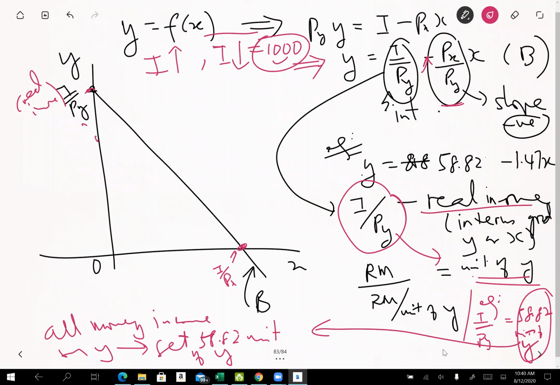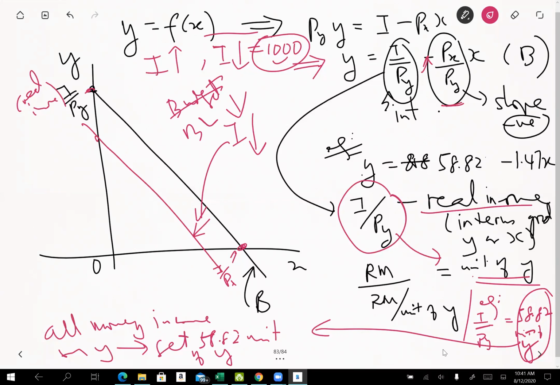So there is no change in the price ratio. So there will be a parallel shift, all right? Parallel shift. So income goes down, you have the shift to the left, all right? So income decreases, you have a decrease in the budget line. So the budget line decreases.